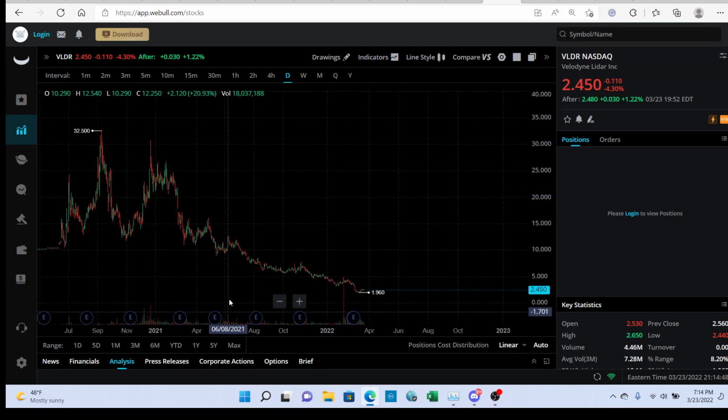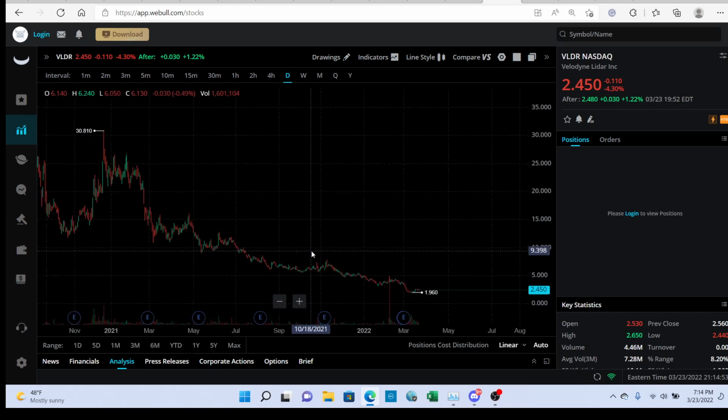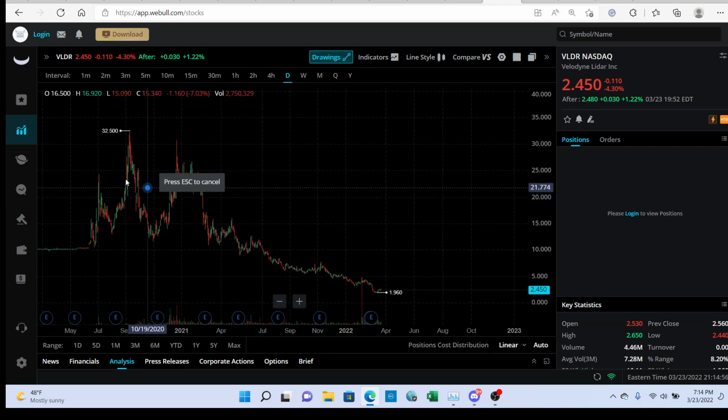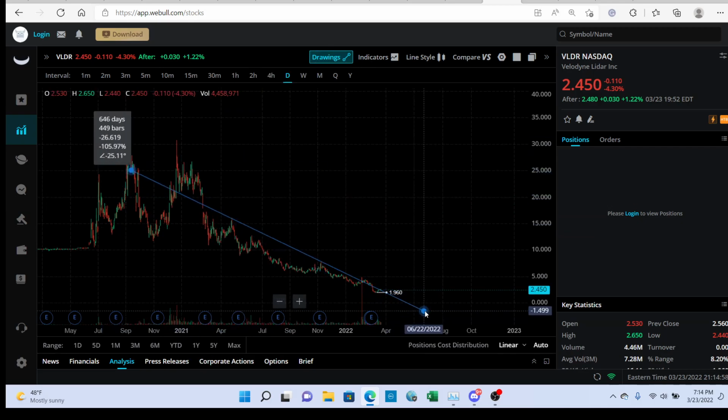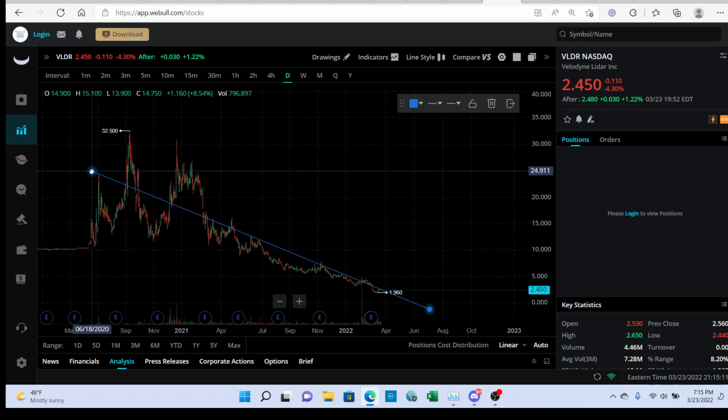DR. I wonder what these guys do. LiDAR. Oh boy, this chart doesn't look too good. Yeah, this looks like the line.